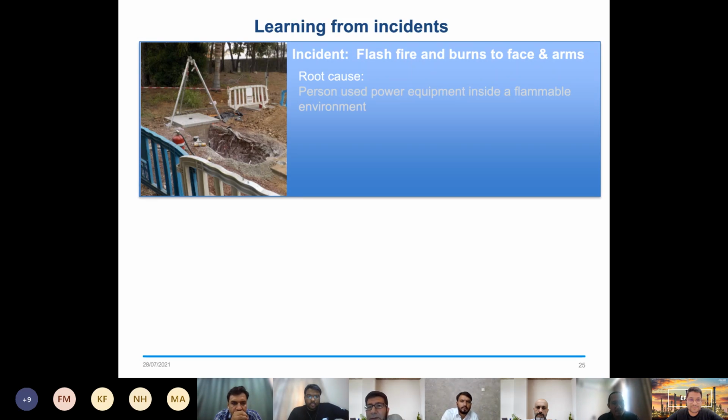Nobody detected gas. Excellent. What else? Failure in gas detecting or the gas detection process. Can we use powered equipment in a flammable environment? If yes, how and what is required?